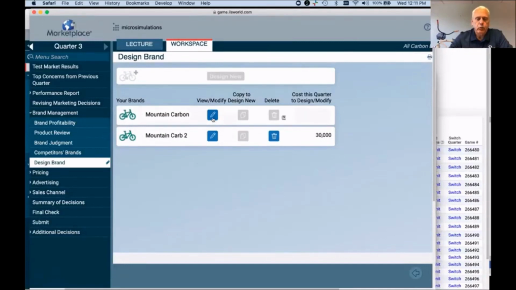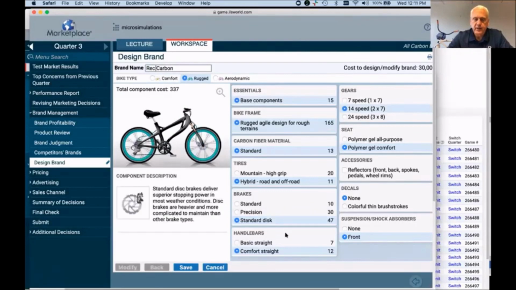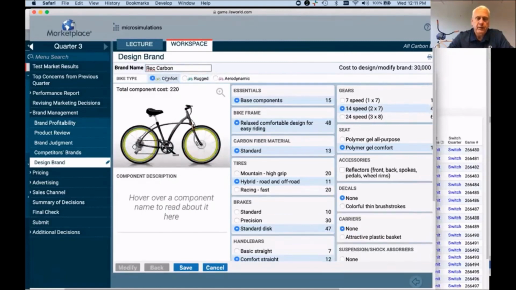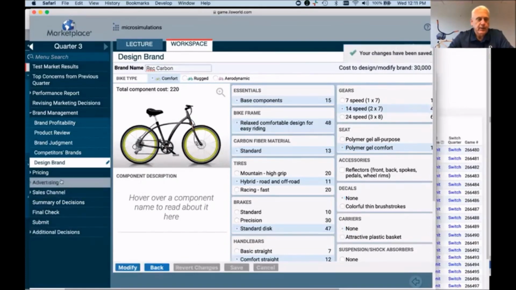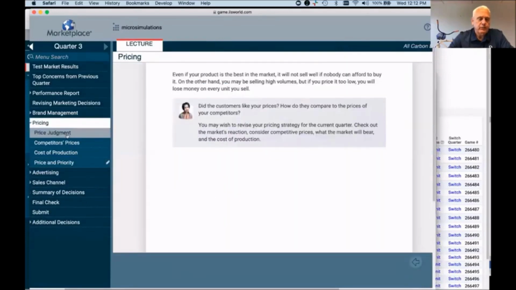I may actually want to rename this Mountain Carbon and call it a Recreation Carbon. And let's see if there's anything I would, I changed the frame. Okay. So the same bike, but I changed the frame, and let's just see how that does. Okay. So you can have two brands this time. Now I go into pricing, my price judgment.